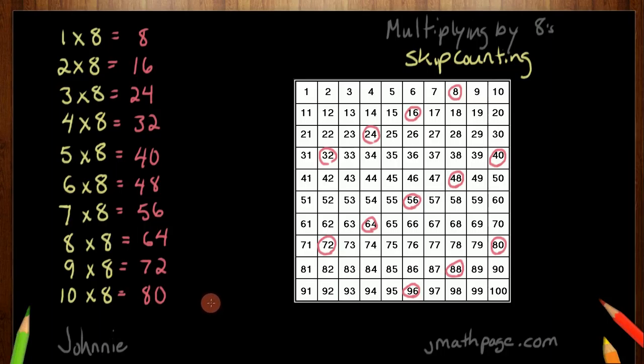I hope you did well with this. Now remember, all the multiples of 8 can be found by skip counting. And skip counting is one way to think about multiplication. I hope this was helpful to you.